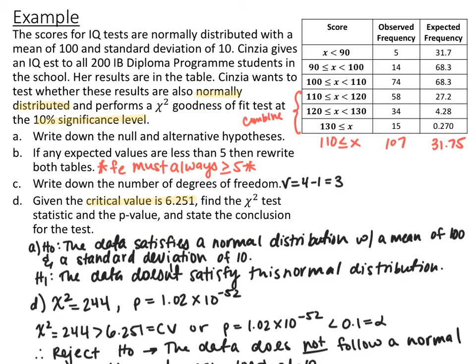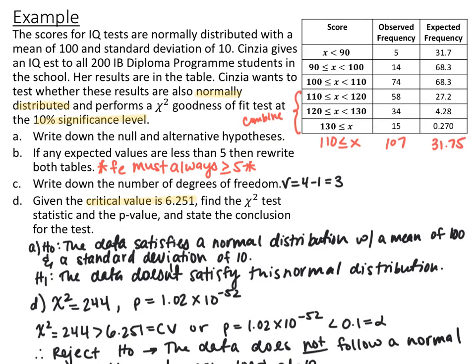And then using my graphing calculator, I went into stat. List 1 is our observed frequencies, again combining these 3 together to make it 107. List 2 is our expected frequencies, combining these 3 together to get 31.75. And then I went into stat, test, goodness of fit, chi-squared goodness of fit.